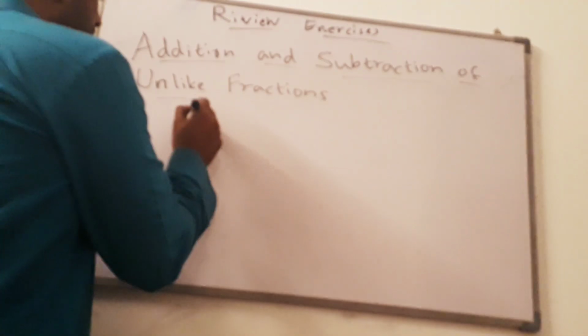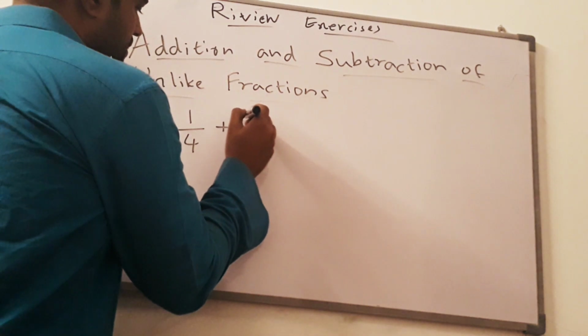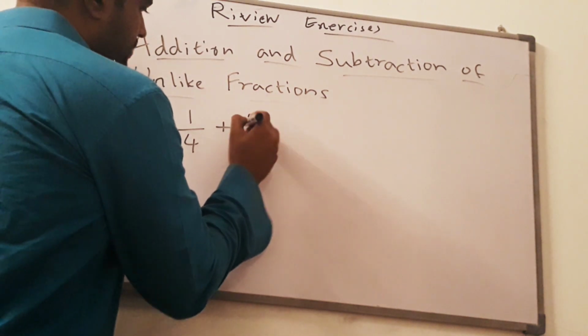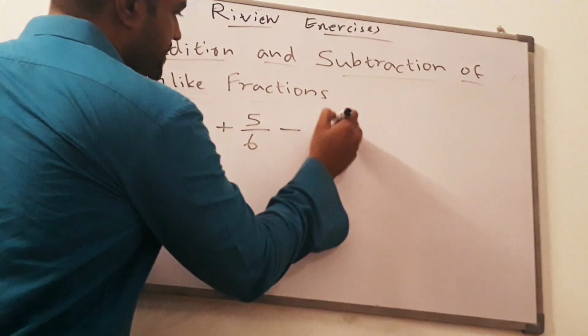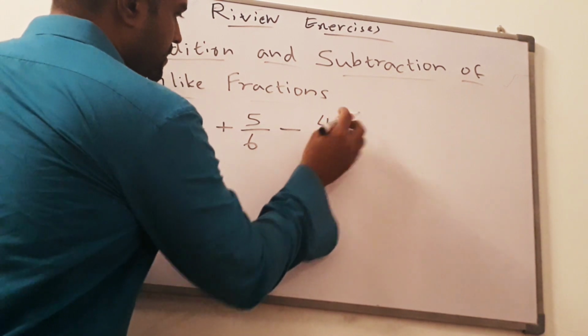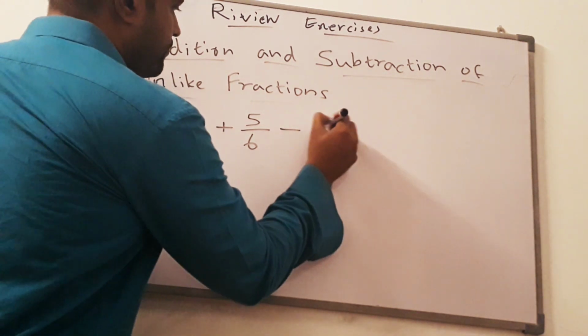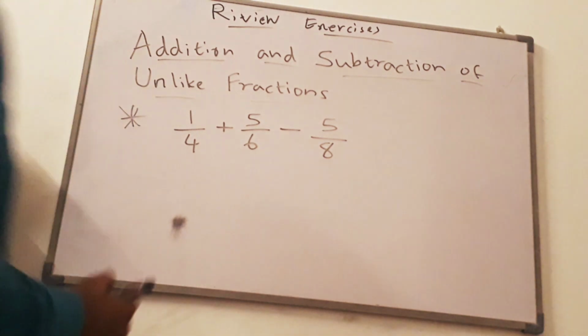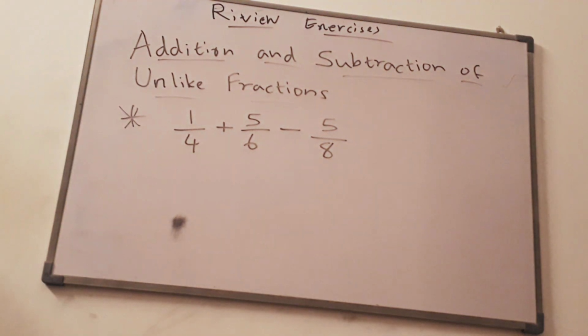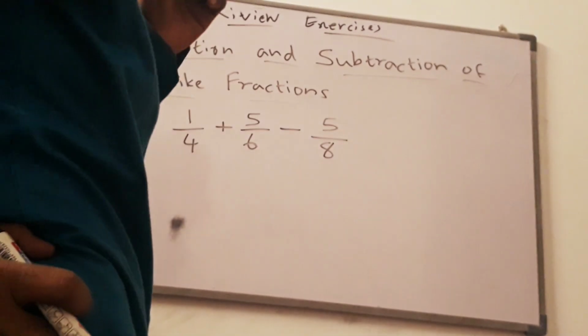Okay, next question. Under the operations of both addition and subtraction, 1/4 plus 5/6 minus 5/8. Okay, a sum like this.